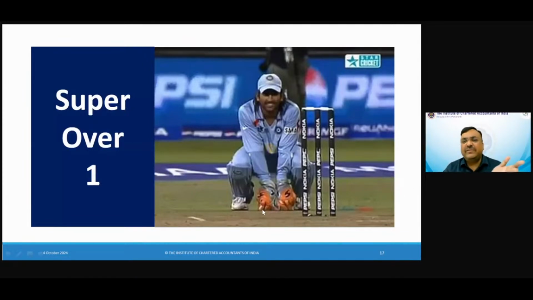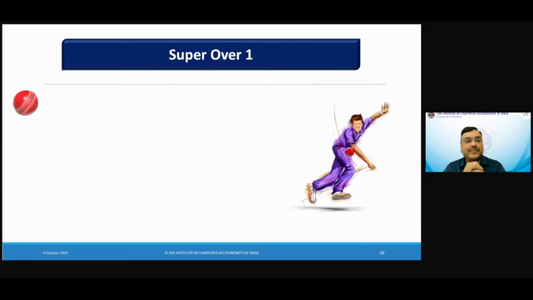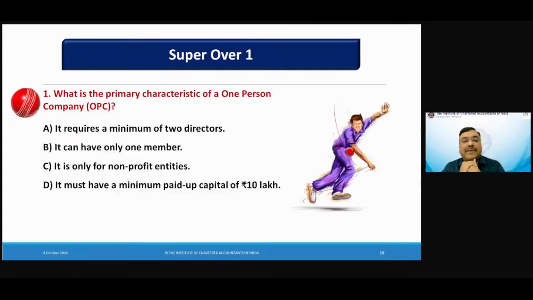It is just the revision of OPC, right? What is the primary characteristic of an OPC? It requires a minimum of 2 directors. It can have only one member. It is only for non-profit entities. It must have a minimum paid up capital of 10 lakhs.